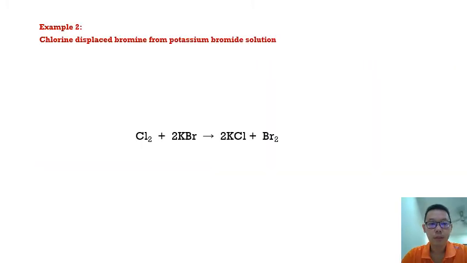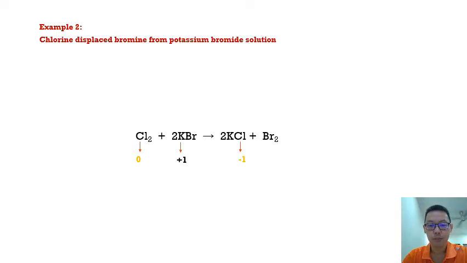Let's study example 2. In this reaction, chlorine had displaced bromine from potassium bromide solution. Let's find out the oxidation number of each element before and after the reaction. Before the reaction, the oxidation number of chlorine element is 0. After the reaction, negative 1.